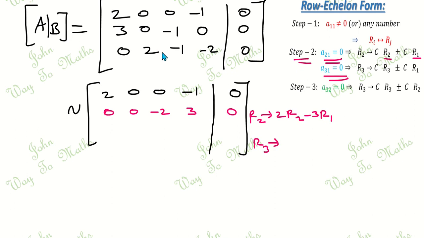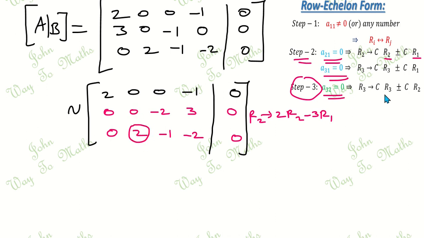R3 becomes, the third row's first element is already 0, so no problem. So directly I'm going to enter 0 2 minus 1 minus 2 0. So next I'm going to follow step number 3. In step number 3, the third row's second element, this 2, we are asked to make 0.